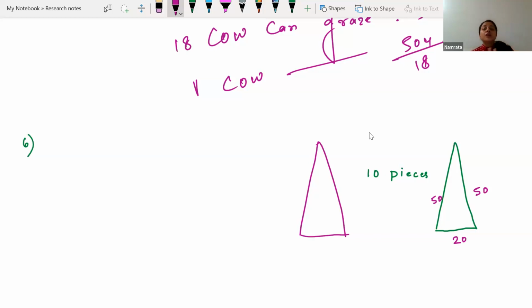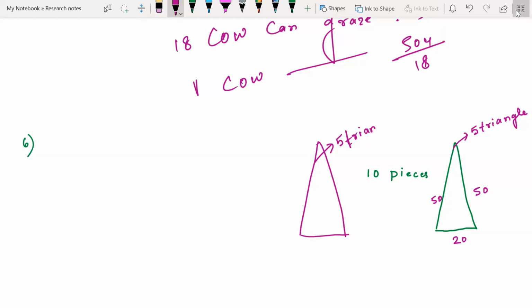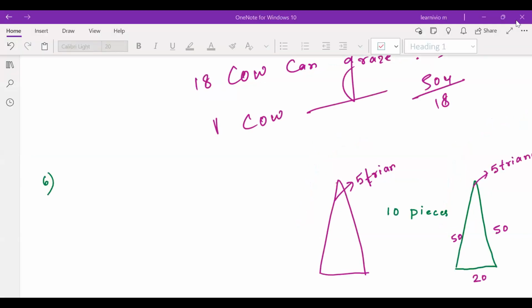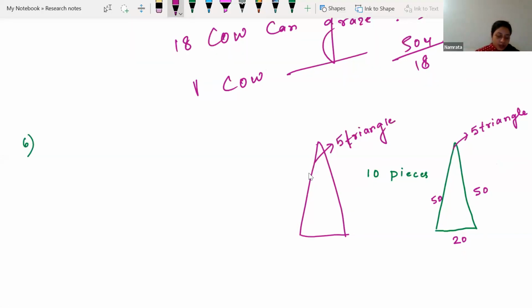So if 10 triangles are there, what I am going to assume is that 5 triangles are from green color and 5 triangles are from purple color. So 5 triangles each are there. Okay. And let me write what exactly it's asking.